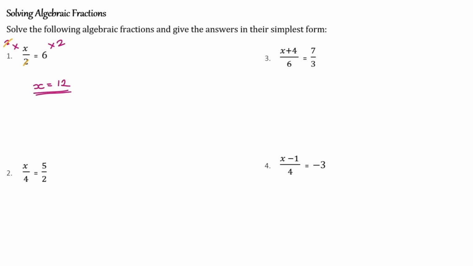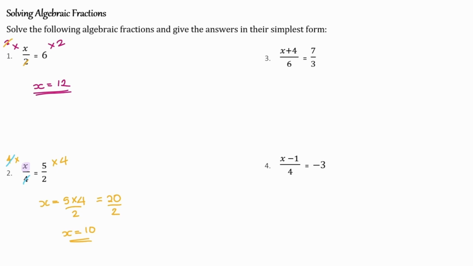For number 2, we have x over 4 is equal to 5 over 2. So this time we have fractions on both sides of the equal sign. So again, because x is the numerator, we want to try and get rid of the 4, which is in the denominator, and we are going to do that by multiplying both sides by 4. The 4's cancel out on the left-hand side, so we are left with x is equal to 5 times 4 over 2. 5 times 4 is 20, so we can write this as 20 over 2, and if we simplify this, that's equal to 10. So x is equal to 10.